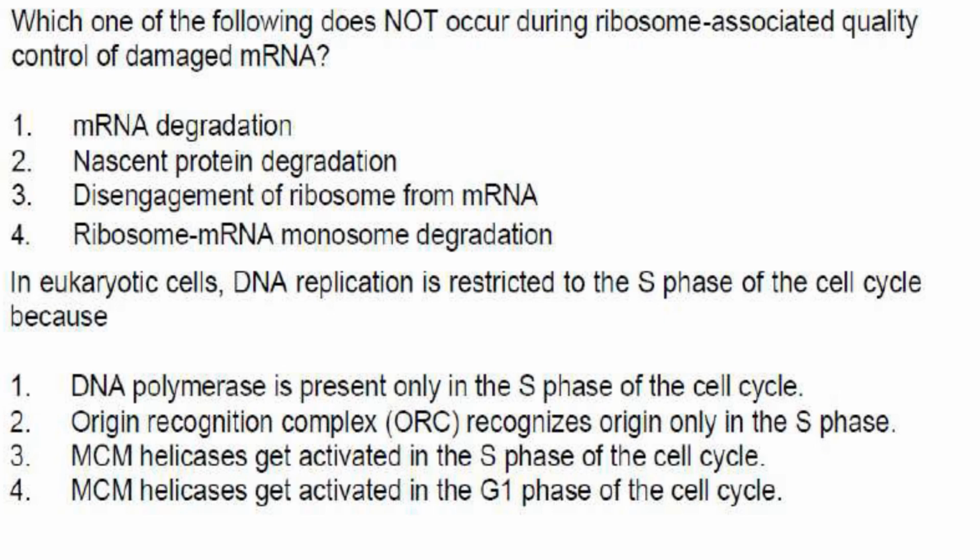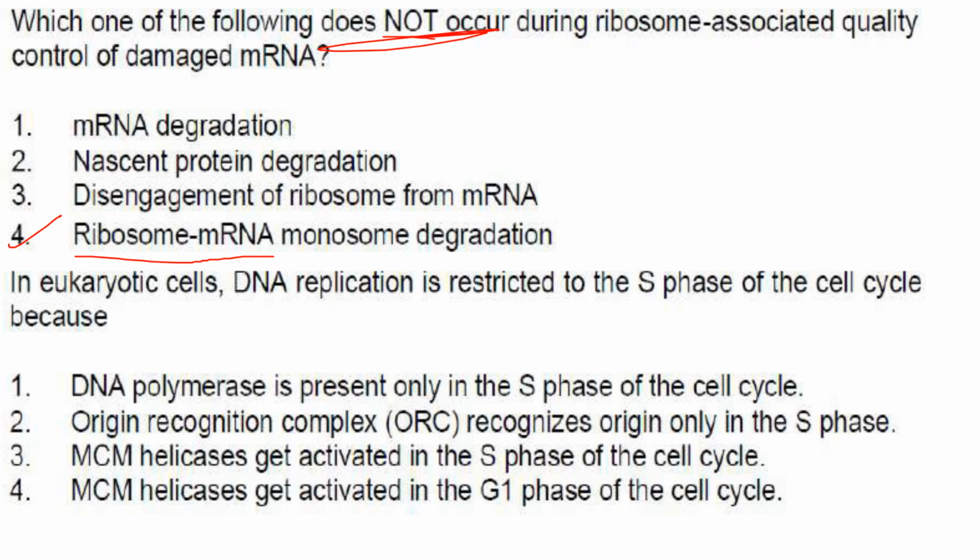Now see the options. So they have asked which of the following does not occur. mRNA degradation, it occurs. Nascent protein degradation, yes, that also occurs. Disengagement of ribosome from mRNA, that also occurs. Ribosome mRNA monosome degradation, that doesn't occur. What they mean here is the ribosome mRNA complex gets degraded. I already told you the ribosome doesn't get degraded, mRNA gets degraded. So the fourth option is not correct. So your answer is 4.